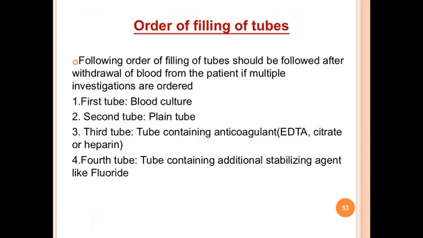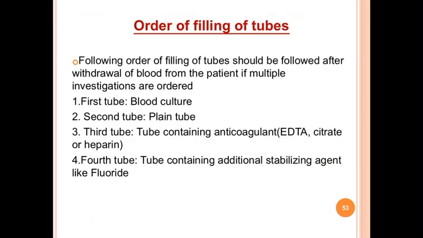Now last is the order of filling the tube. When we collect the blood, the filling of the vacutainer is very important. We will get various tests and we have to collect different vacutainers for the different testing. So the order of the draw is very important. The following order of filling of the tubes should be followed after withdrawal of the blood from the patient if multiple investigations are ordered.